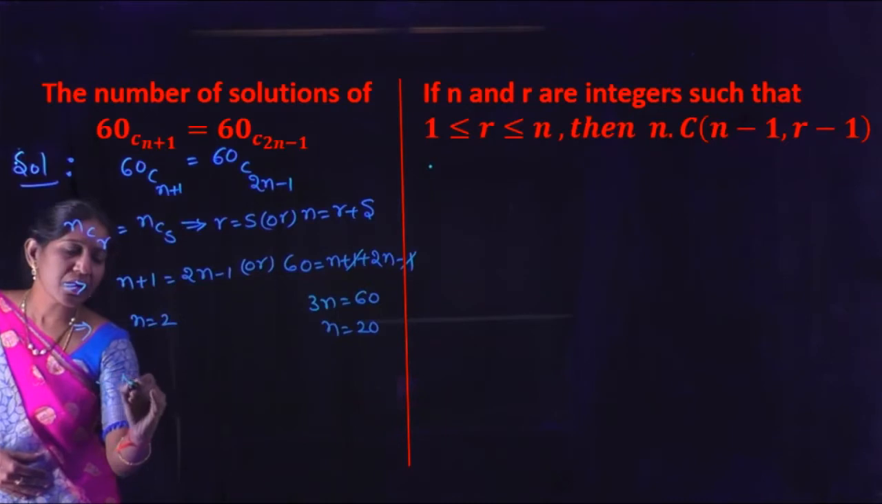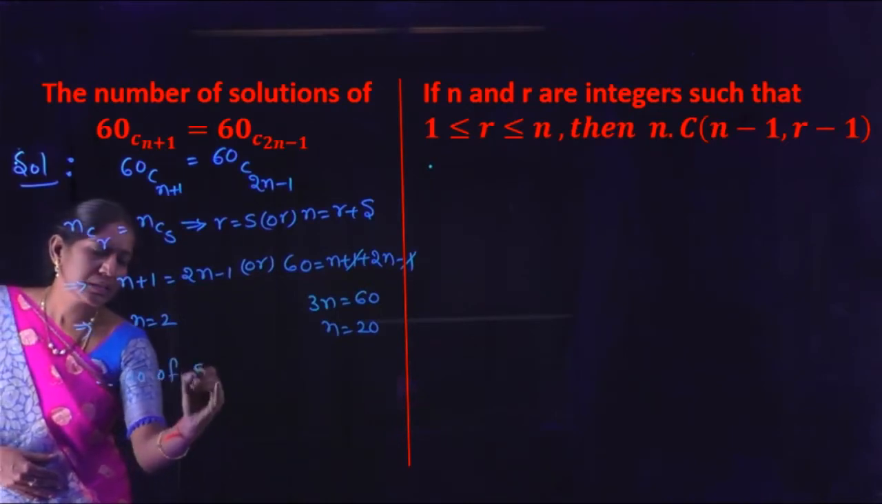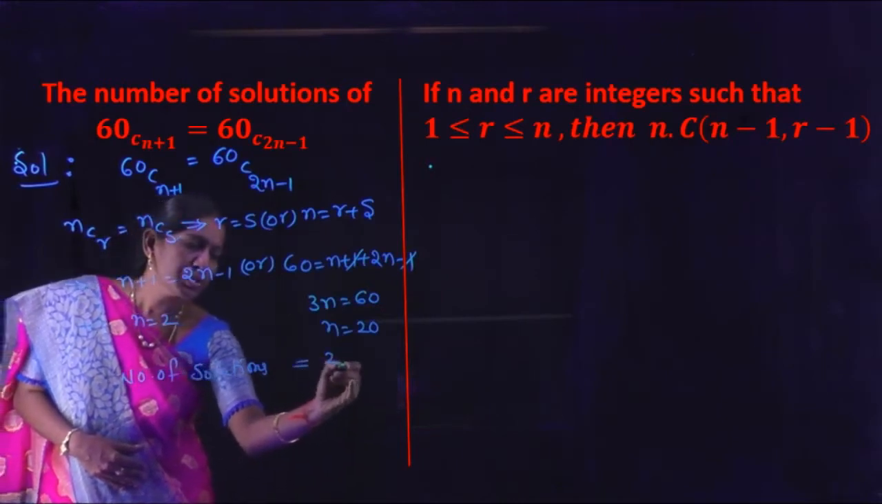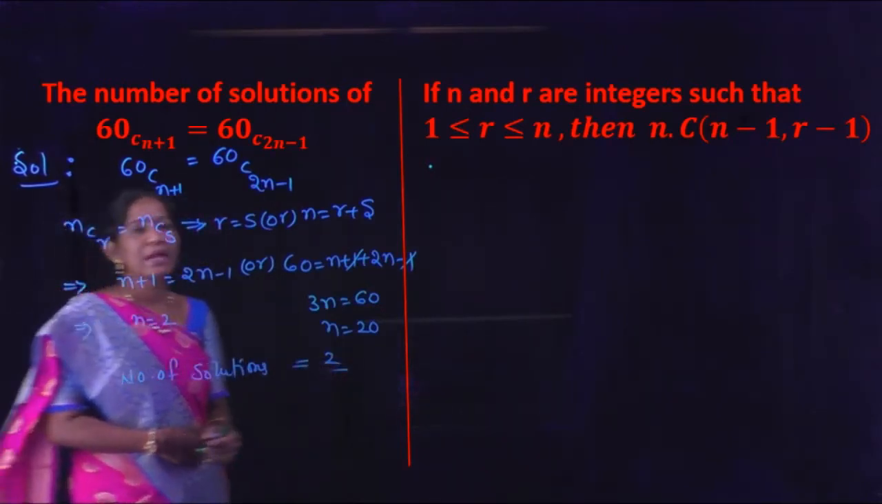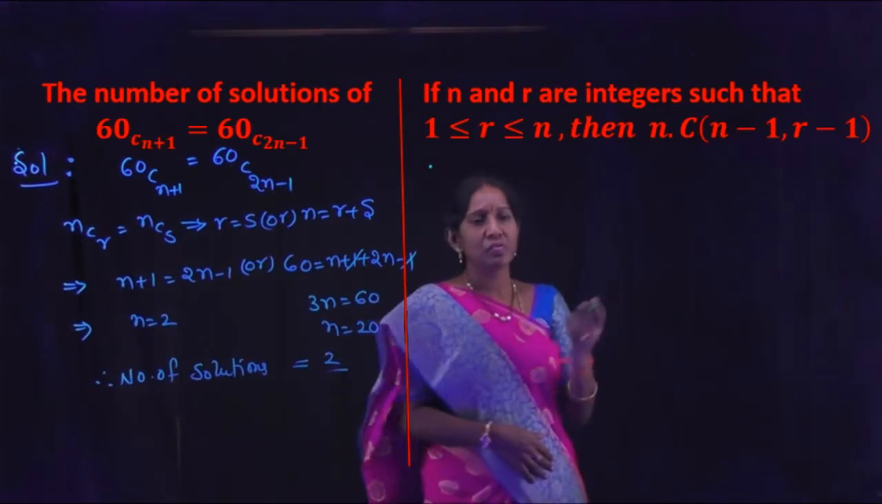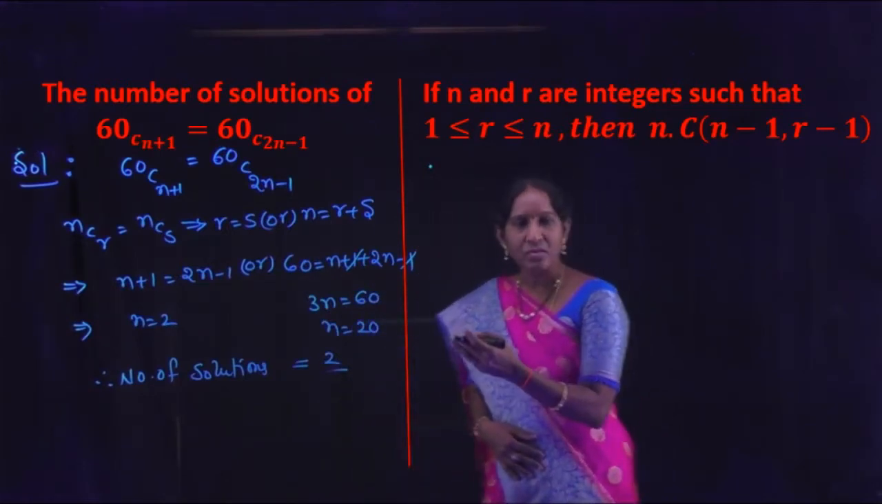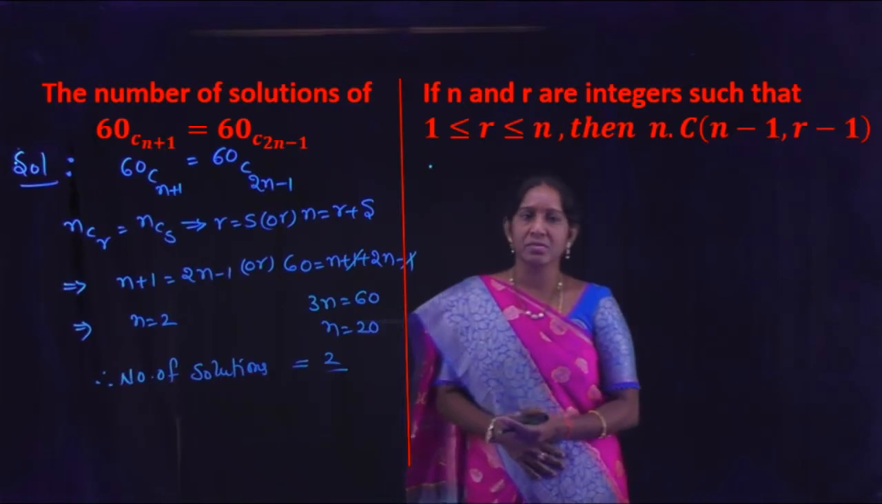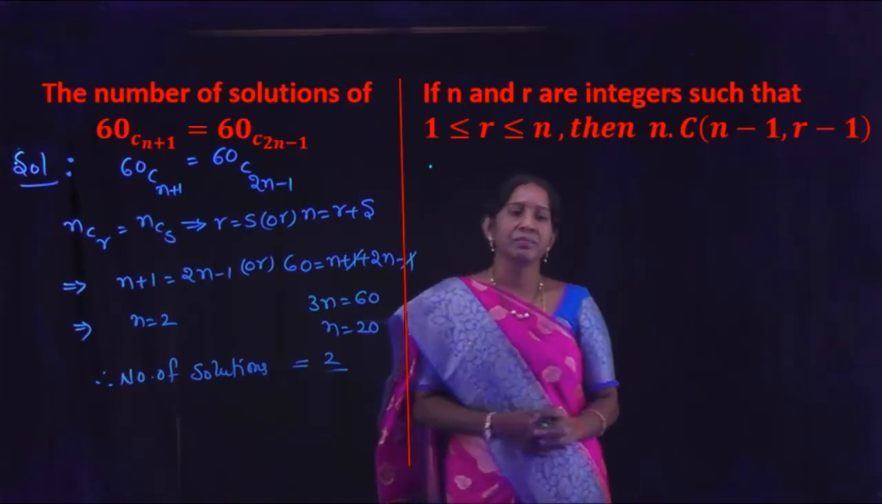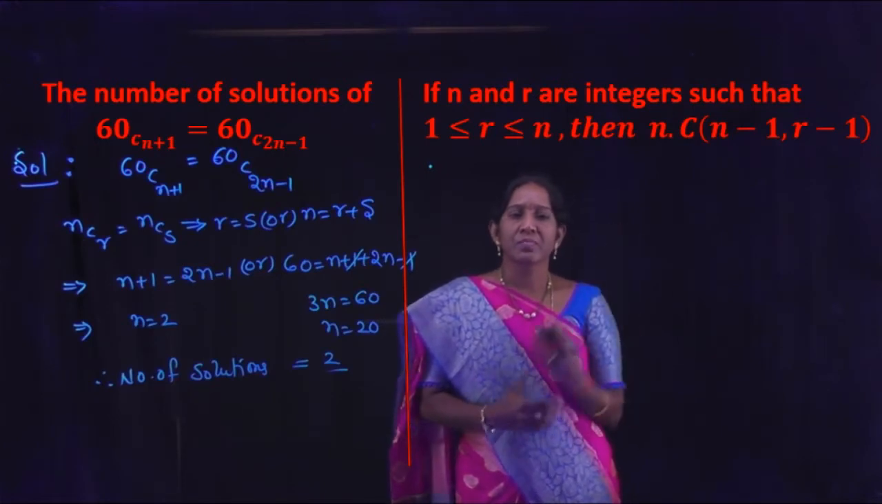Therefore, number of solutions equal to 2 solutions. The values of n are 2 and 20. So, n has 2 values. That means the number of solutions is 2. Come to the next problem.